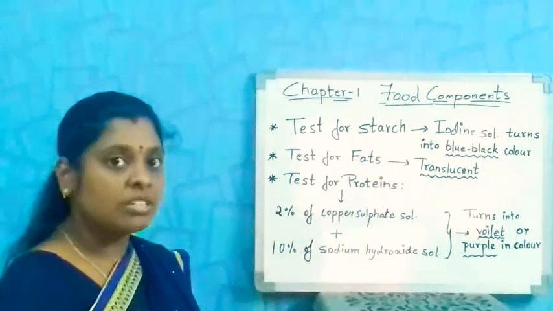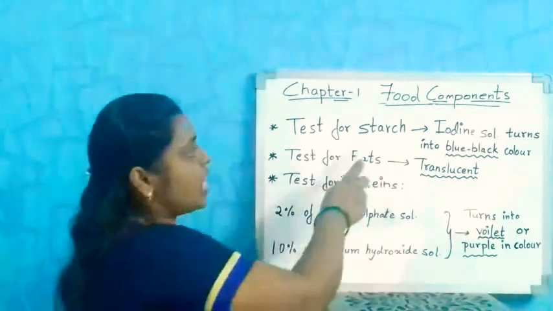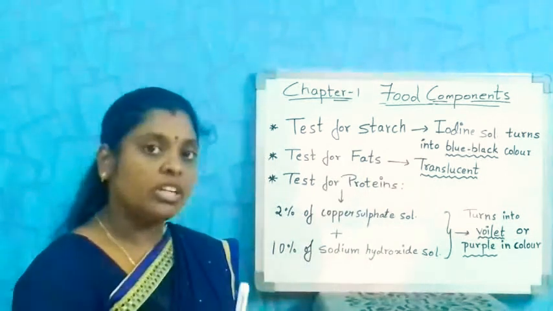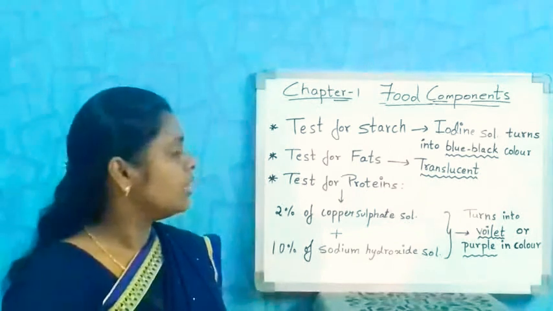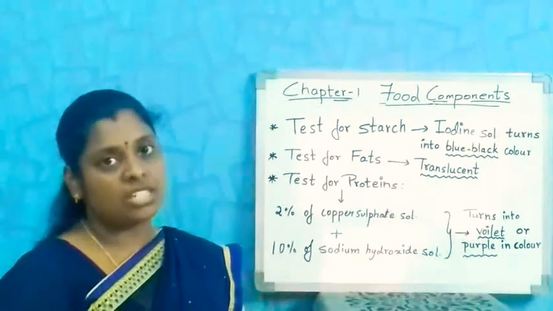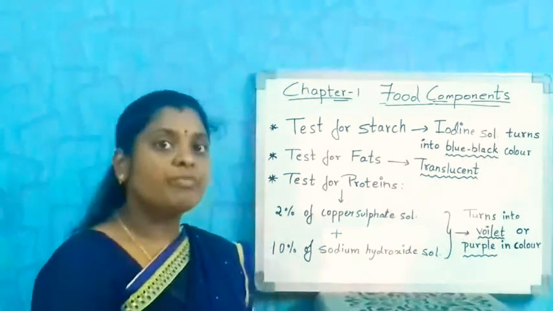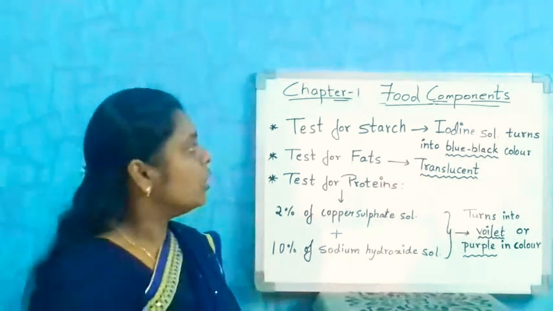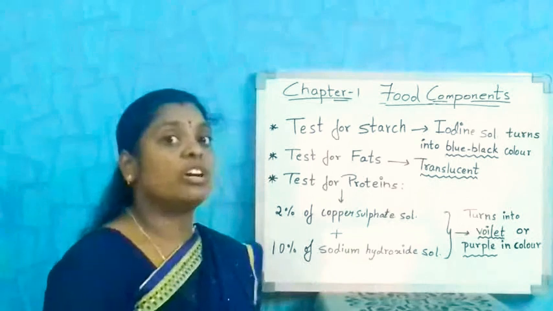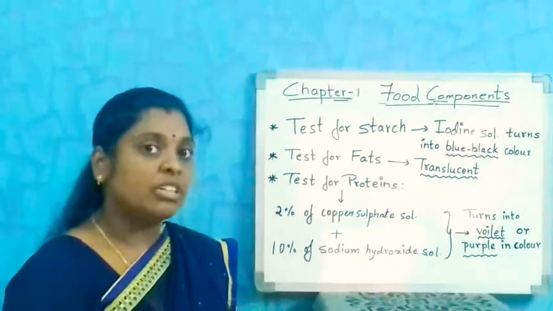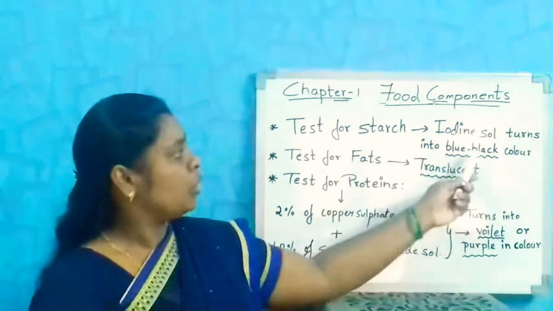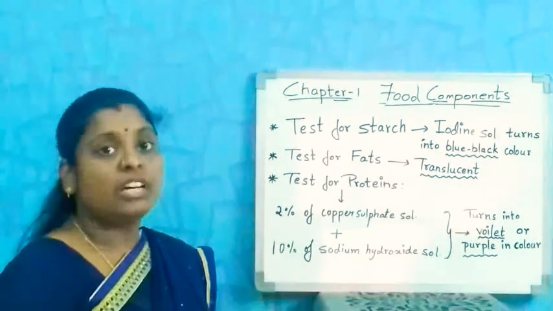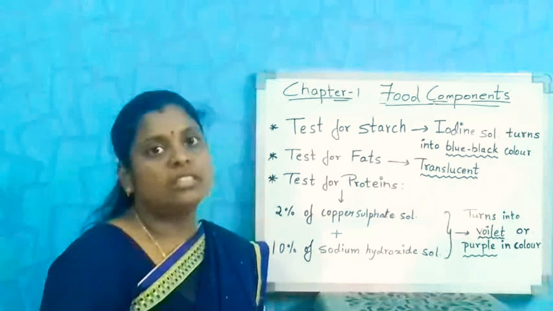How to test starch in the given food item? If you want to test whether the given food item contains starch, nothing but glucose, we have to add iodine solution to that food. If the food turns blue-black in color, by that we can confirm the food contains starch.